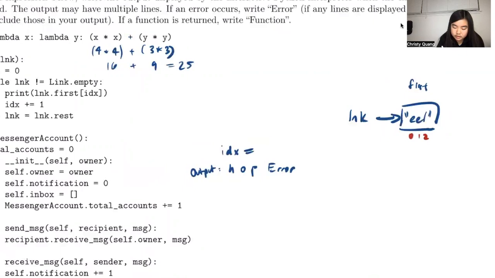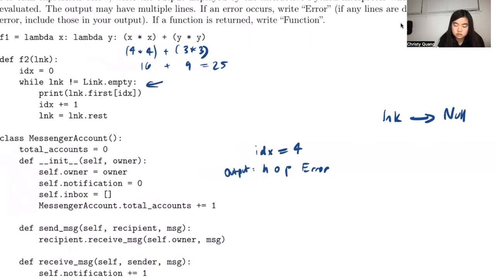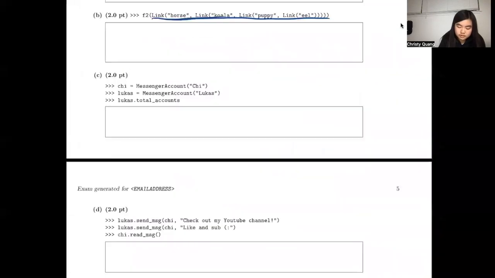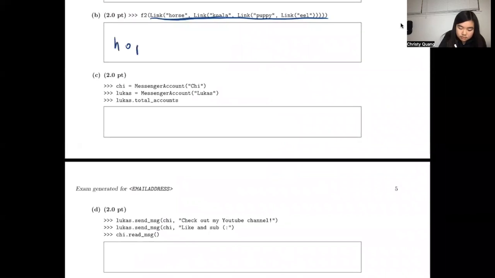And then we update index again. And then link. Remember how there's a null node after this one? We just don't write it. So now this means link points to null. So this condition is met, so the while loop is stopped, causing the function to stop. So our output would just be HOP error.